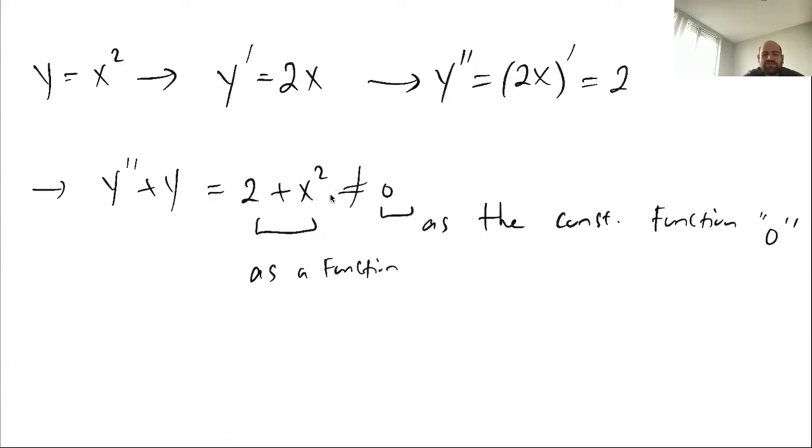But if this is not 0 even for one value of x, I can still say that these two are not equal as functions. Because if you want two functions to be equal to each other, they have to be always equal to each other. Right? So in this example, this left-hand side is not 0 for every x, but even if it's not 0 for one x, I can still say the function is not equal to the 0 function, the constant function 0.